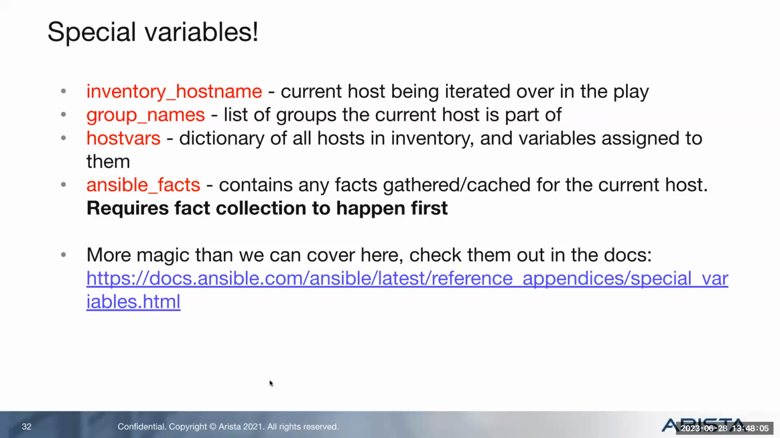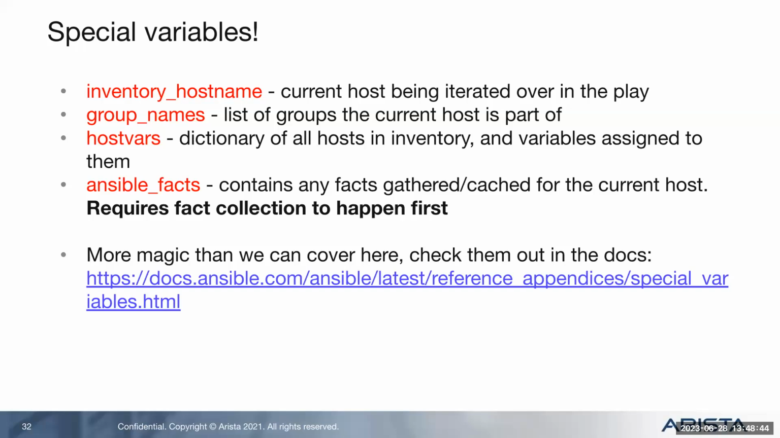Special variables. You may have already seen in the previous few slides, we're using this variable called inventory_hostname, both in Jinja templating for the plays and in the outputs. These are used and set by Ansible under the hood as execution proceeds. So inventory_hostname is always going to be the current host you're iterating over in a play. So if you use that in a task, it will tell you who it's running on. group_names is always a list of the groups the current host belongs to. Your hostvars, of course, are the hosts you have in your inventory and their assigned variables.